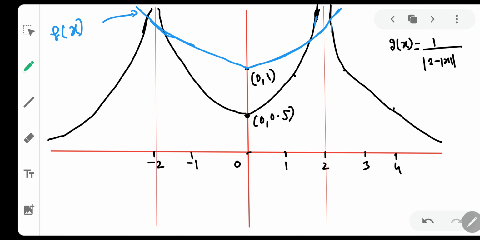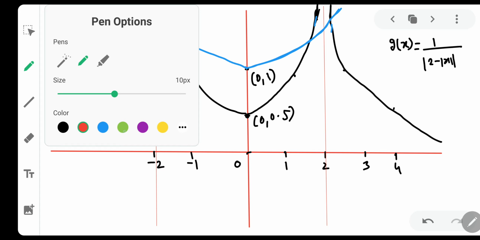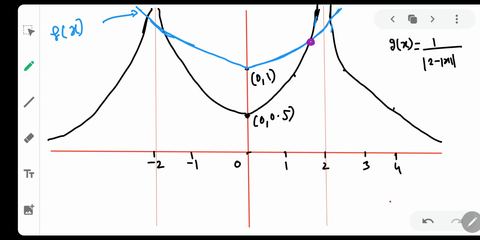Now just check out how many points they are intersecting each other. Let me use a purple pen. This is 1 point, this is 2, this is 3, and this is 4. So basically this was our 3 raised to mod x, and this was our 1 upon mod of 2 minus mod x, and they are intersecting at 4 different points.